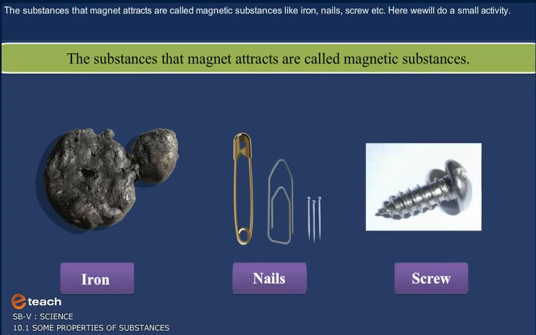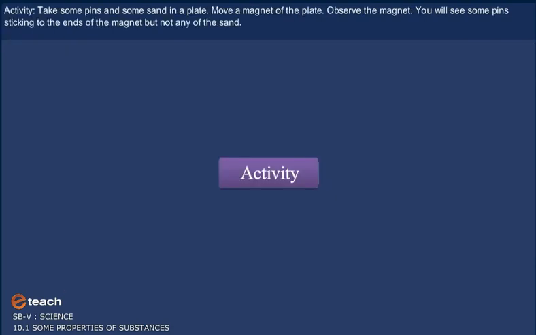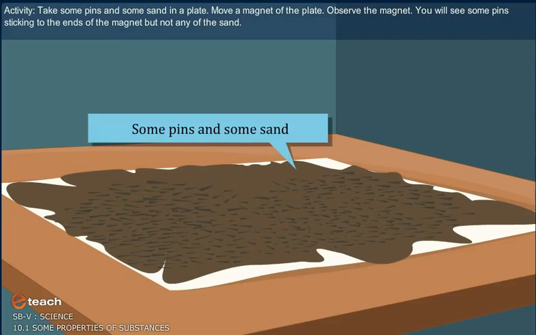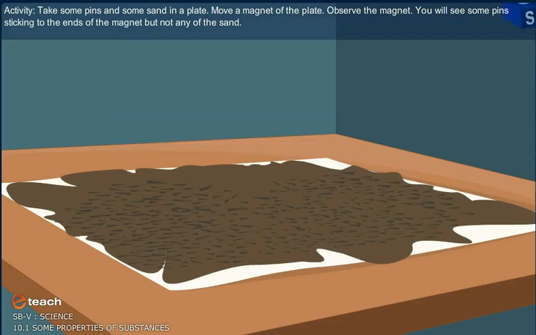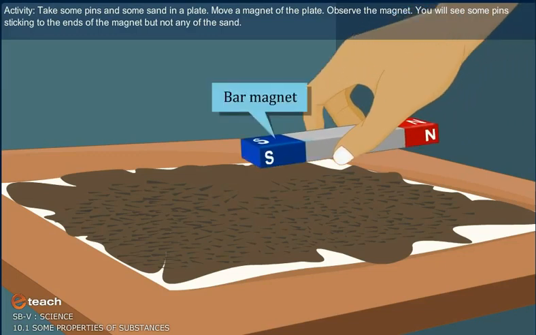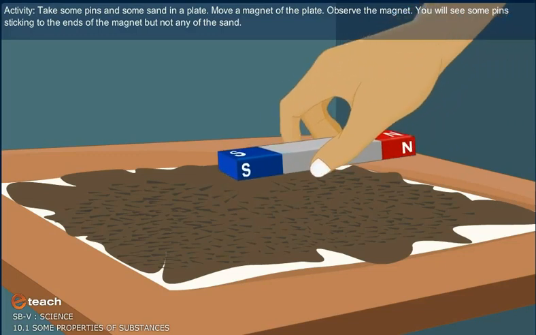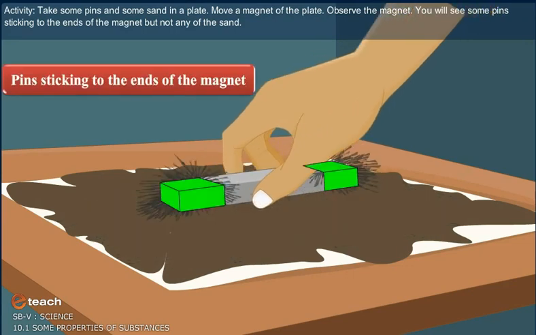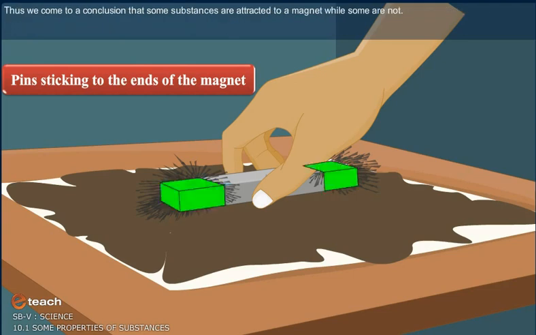Here we will do a small activity. Take some pins and some sand in a plate. Move a magnet over the plate. Observe the magnet. You will see some pins sticking to the ends of the magnet, but not any of the sand. Thus, we come to a conclusion that some substances are attracted to a magnet while some are not.